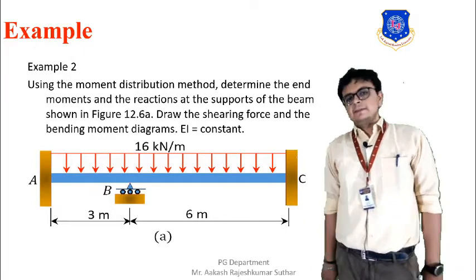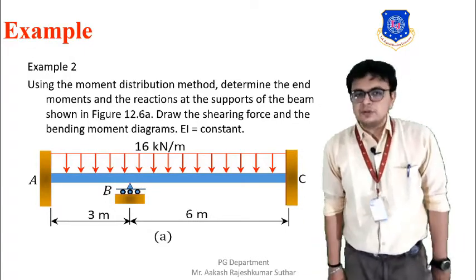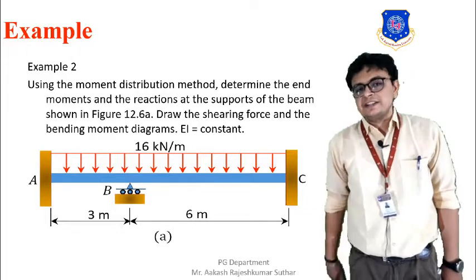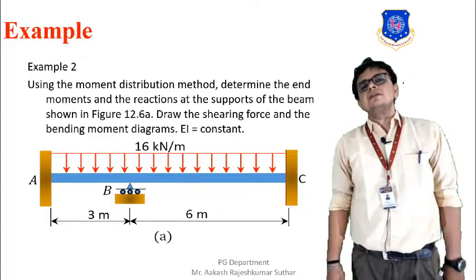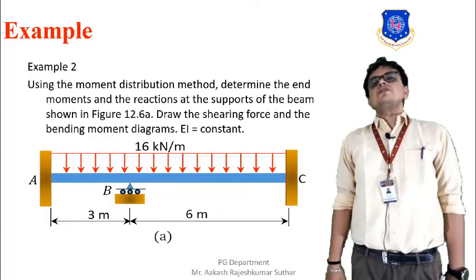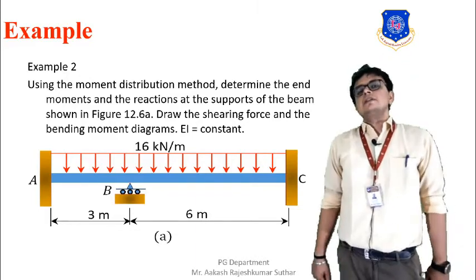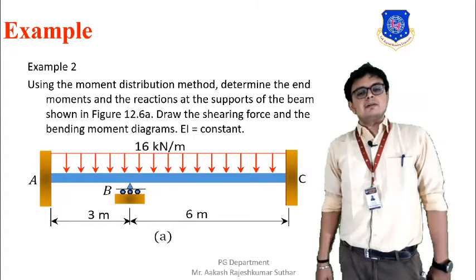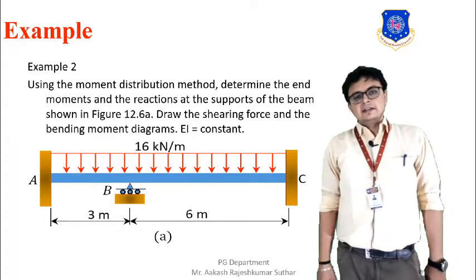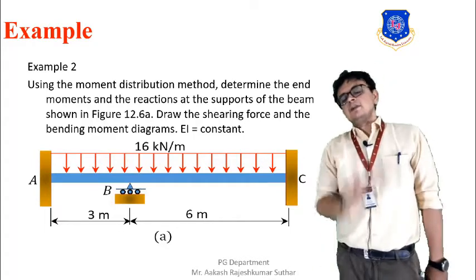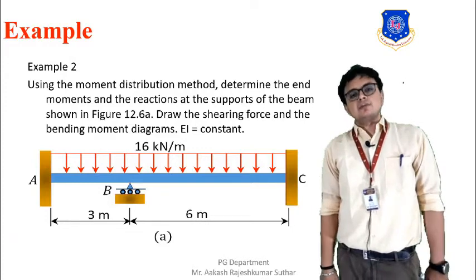So with the help of this, you have come to know that if you want to find the fixed end moment for BC also, we have to use the formula for the uniformly distributed load only. And for the uniformly distributed load, the fixed end moment formula is WL square by 12. So BC and CB will be having the WL square by 12 formula only.